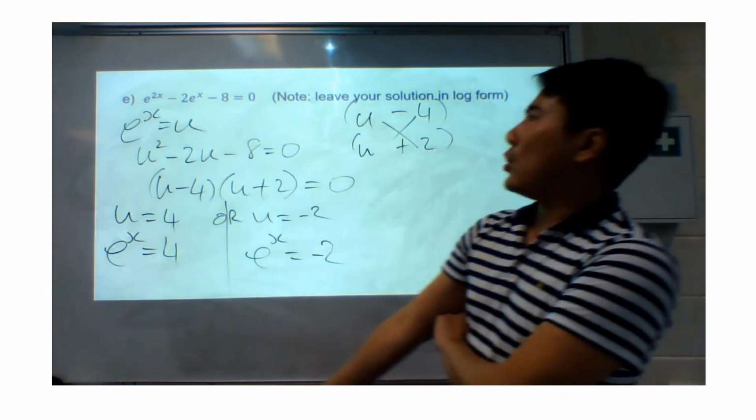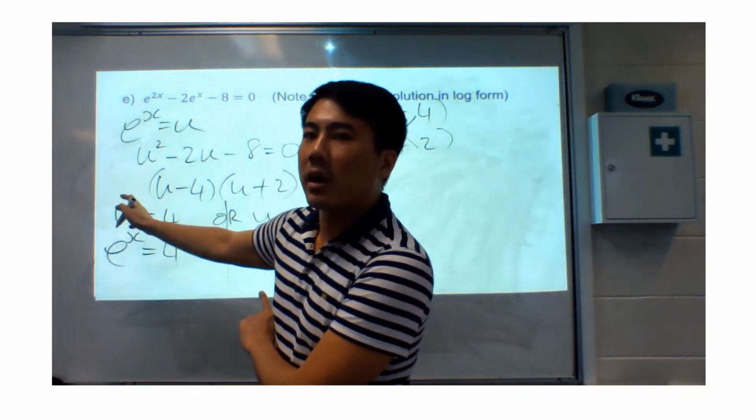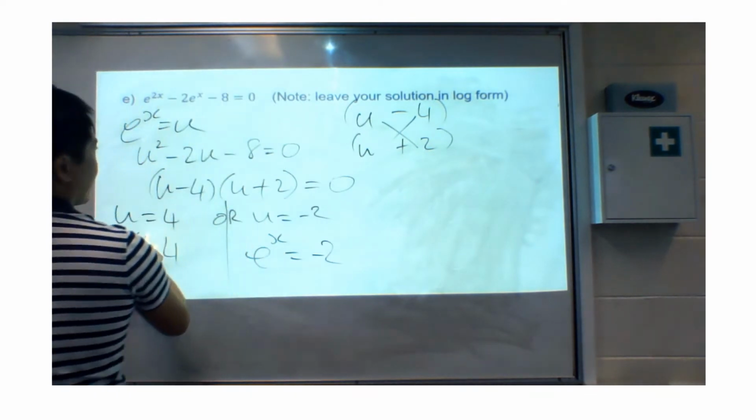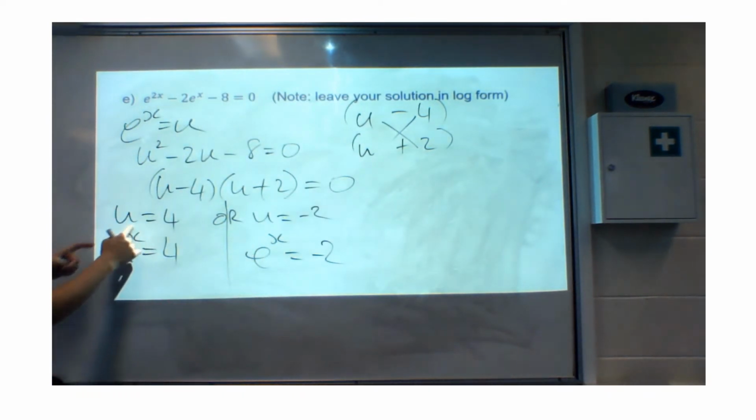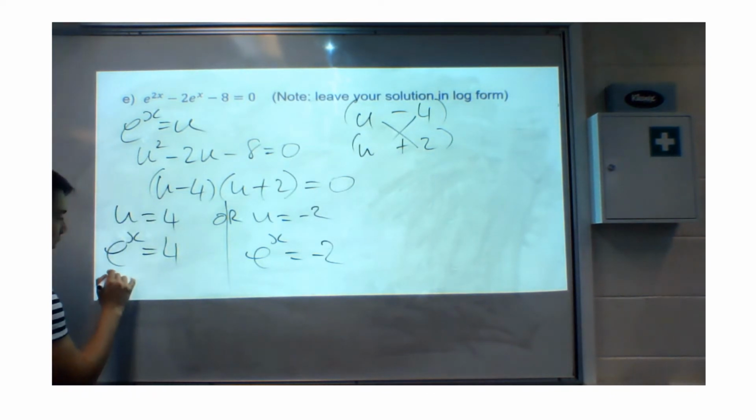If I need to solve for x, I need x to be by itself. I don't want x to be stuck with anything. I want x to be linear by itself. How do I get rid of this e? Well, I take the natural log of both sides. That becomes x.